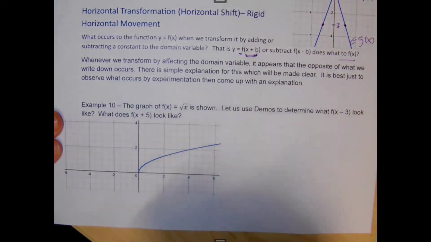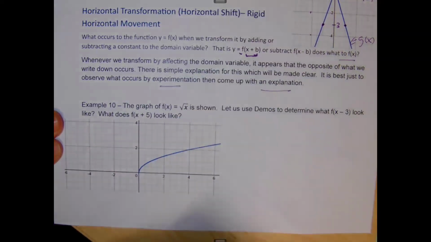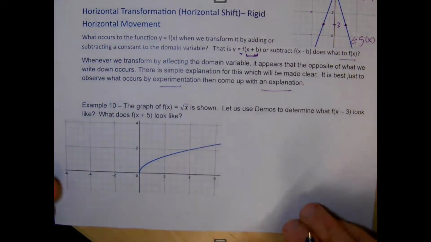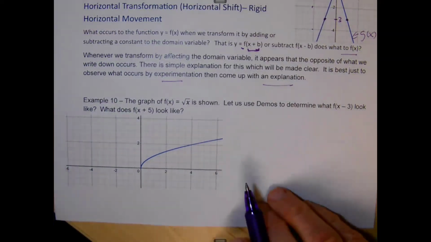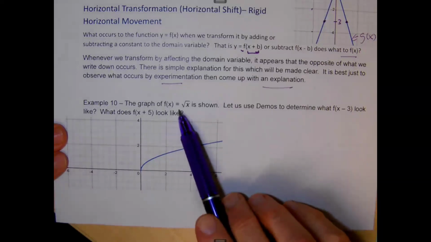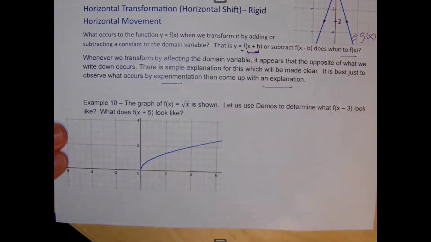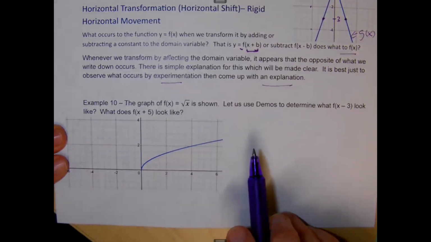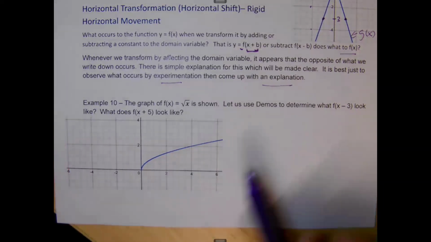There's a simple explanation for this, but it is best just to observe what occurs by experimentation, then come up with an explanation. It's not going to make more sense yet, but you'll see that it happens a few times, and then we're going to offer an explanation. The graph of f of x, square root of x, is shown, which looks like this. Let us use Desmos to determine what f of x minus 3 looks like.